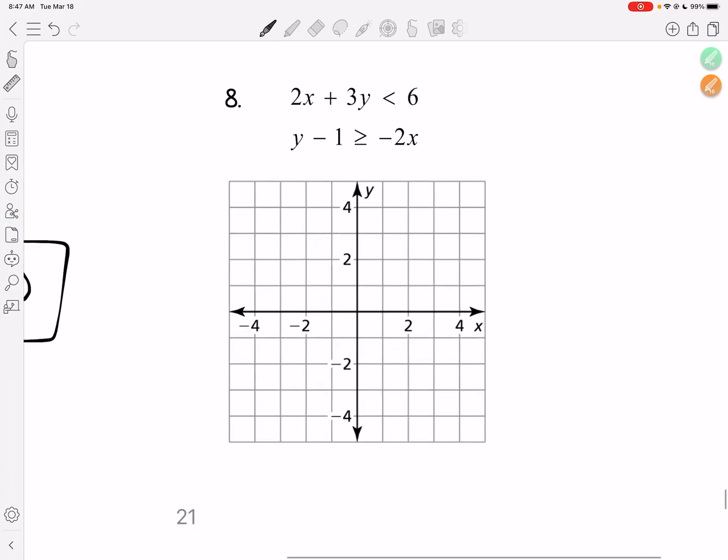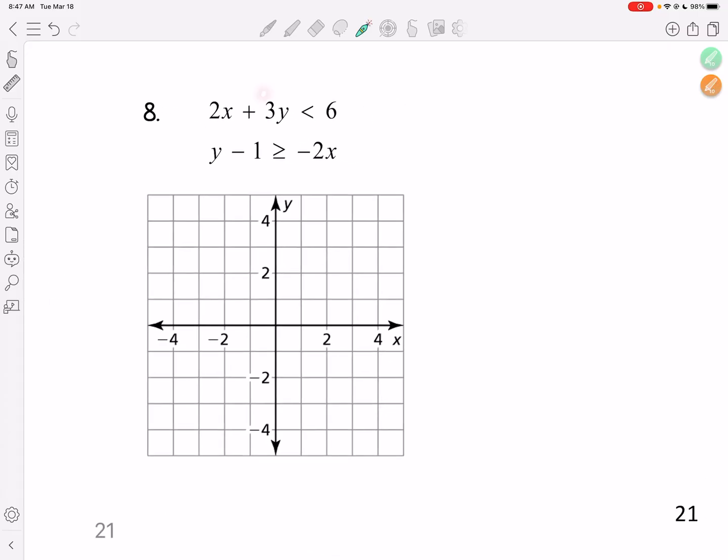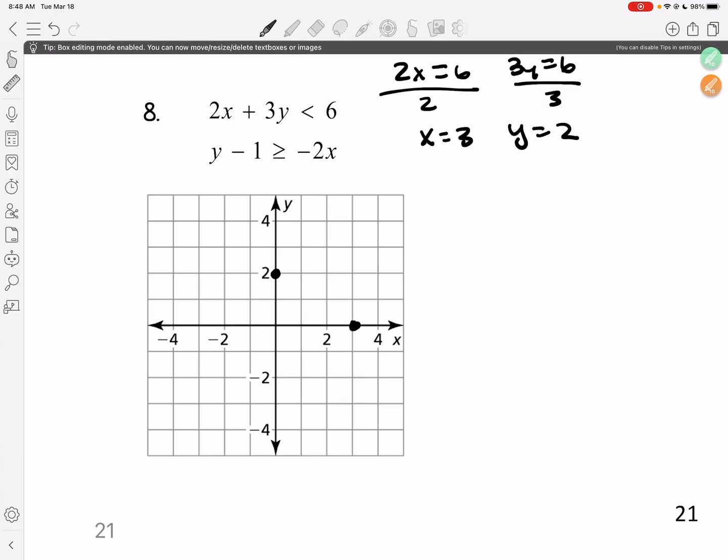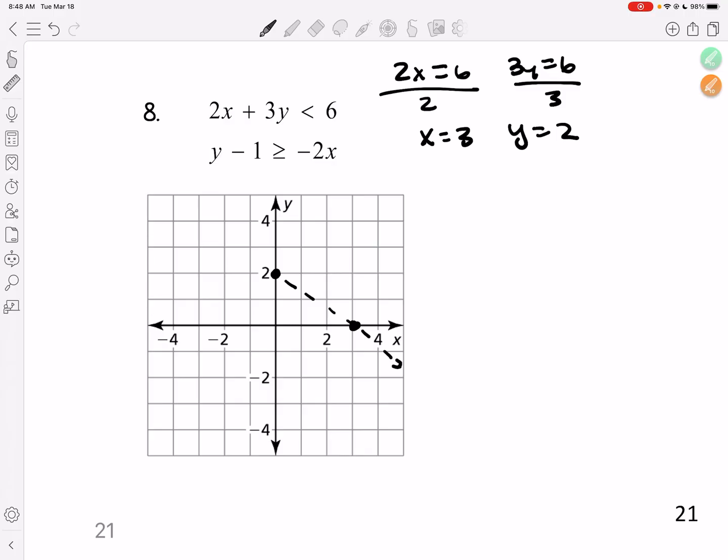All right, and the last one on this page, we're going to graph both of these. So if I look at the first one, I would do the cover-up method. So I would cover up my y's to be left with 2x equals 6, then cover up my x to be left with 3y equals 6, divide both sides by 2 or 3 respectively. So I get x equals, not 6, x equals 3, and then I would get y equals 2. So I'm going to go ahead and draw my line at 3 and 2 between those x and y intercepts. I do see that it's just less than, so it is a dotted line. So I draw my dotted line so it looks something like this, okay?